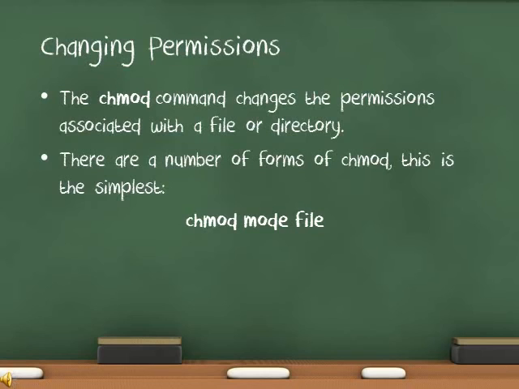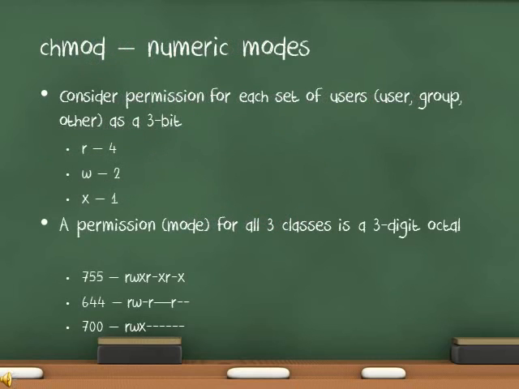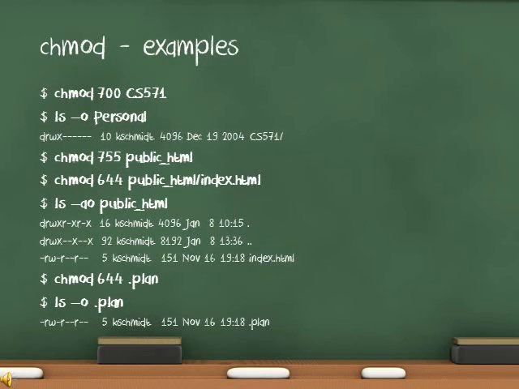Changing permissions. The chmod command changes the permissions associated with a file or directory. There are a number of forms of chmod. This is the simplest: chmod mode file. Chmod, numeric modes. Consider permission for each set of users, user, group, other, as a 3-bit number. R is 4, W is 2, X is 1. A permission mode for all 3 classes is a 3-digit octal number. These are a couple of examples showing how chmod works.